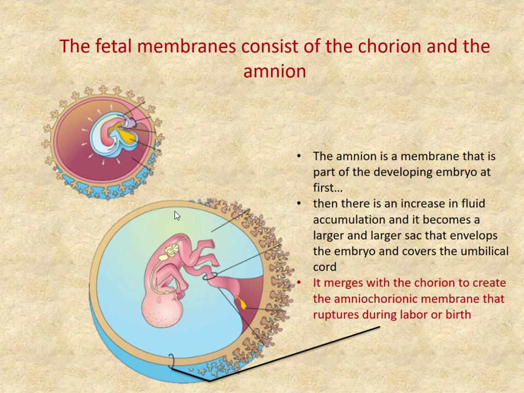So as this amniotic sac gets bigger and fills with more and more fluid, it is going to come up and abut adjacent to the chorionic sac. And so we end up having an amniochorionic membrane, not just a chorionic membrane and not just the amniotic membrane, but they are actually fused together. Occasionally they can separate, but they're supposed to be fused together.